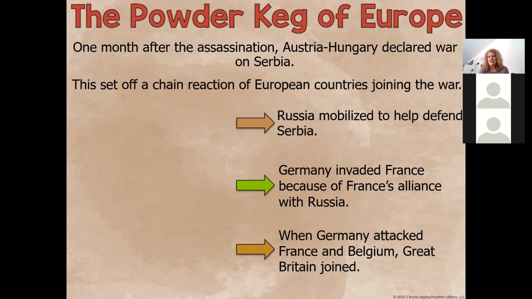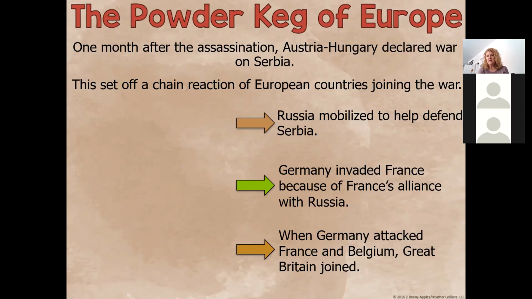Well, Serbia has a friend, Russia, and Russia instantly mobilizes for war to help defend their friend. France also has an alliance with Russia. Well, Germany hears about this. Germany is in an alliance with Austria-Hungary, and they're like, well, we better invade because France may also come to the aid of Serbia, and we need to prevent that. So when Germany attacked France and Belgium, Great Britain came to the defense of their friends.